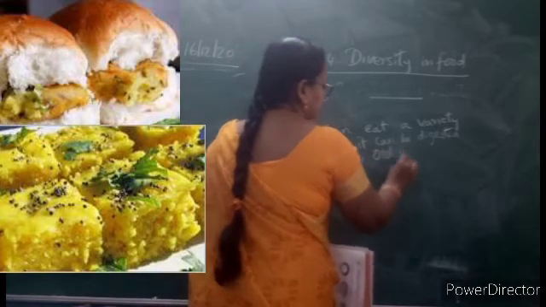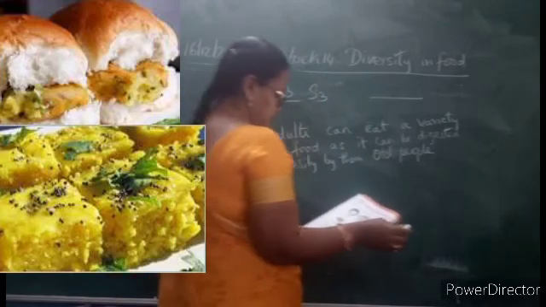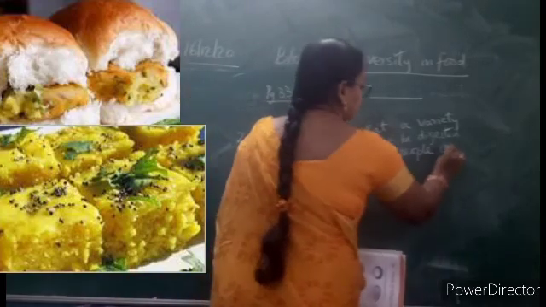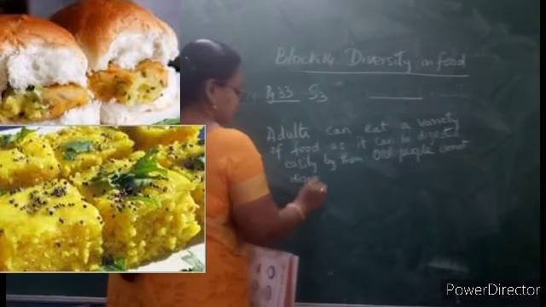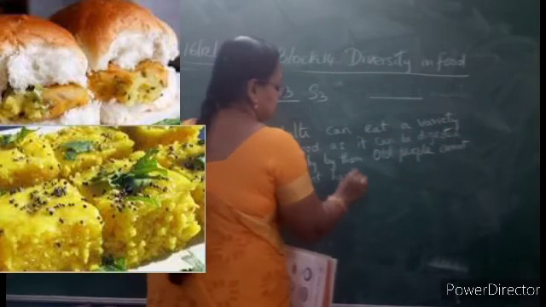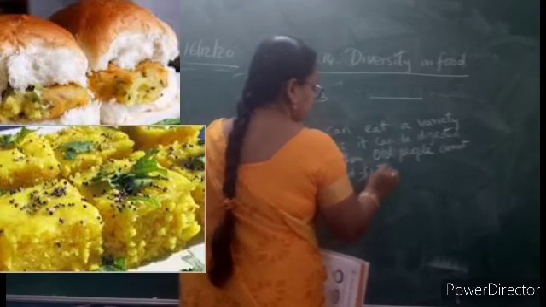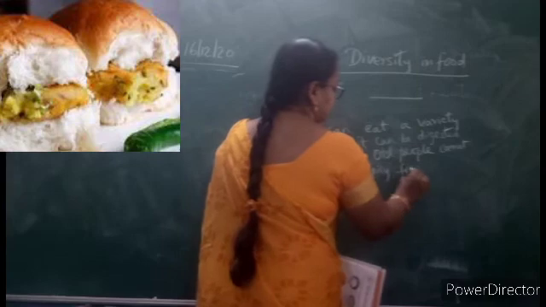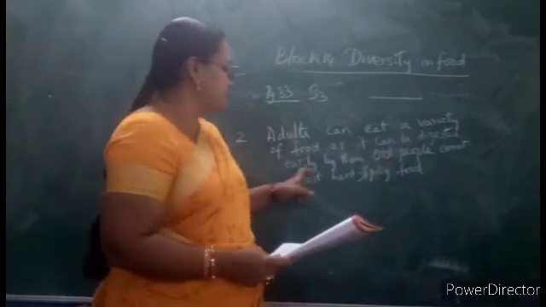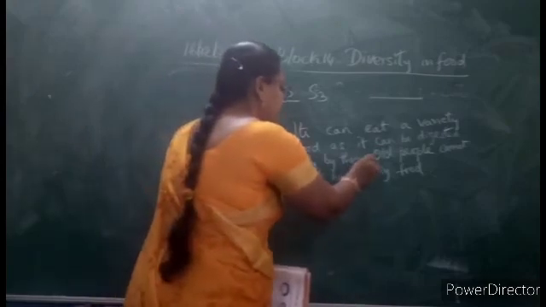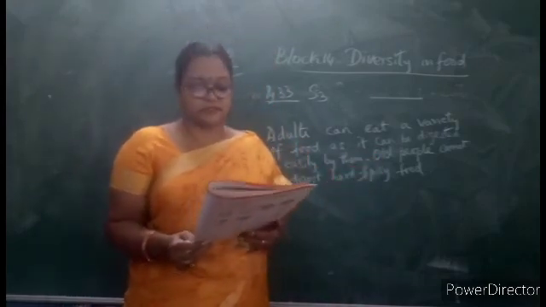Old people cannot digest hard foods, hard, spicy foods they can't digest. Yes, no children. So adults can eat a variety of food as it can be digested easily by them. Old people cannot digest hard and spicy food. That is why they can't eat such type of food.